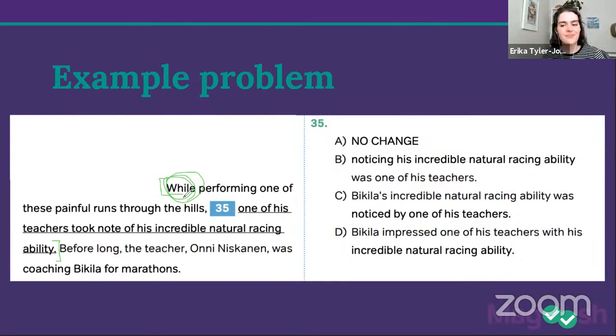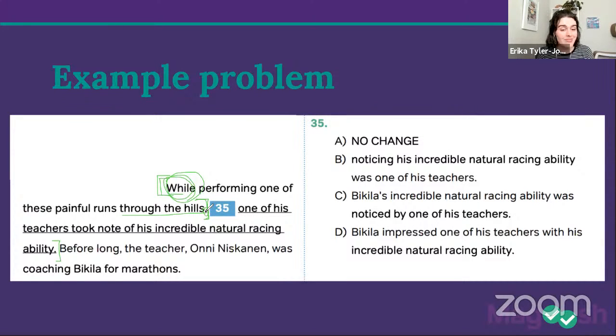W-H-I-L-E. All right, that does not mean it's the only modifier in the sentence. Someone else noticed "through the hills." That is also a prepositional phrase. That's really good. But here, "while performing one of these painful runs through the hills" is one gigantic modifier. We know modifiers need to be set off with commas. It is. It's got a comma at the end.